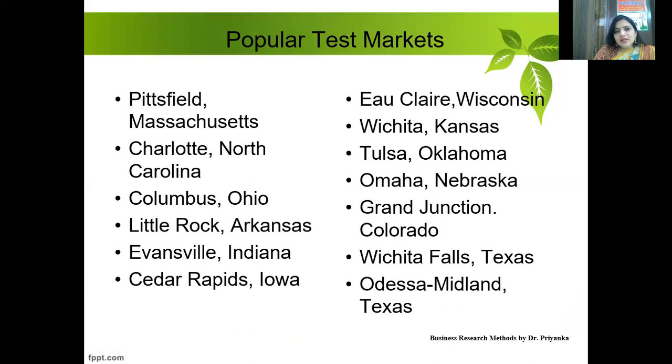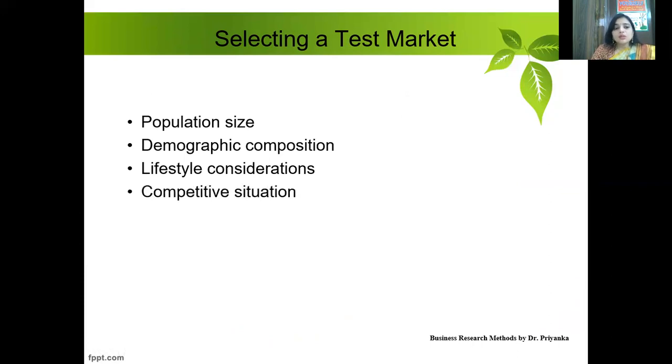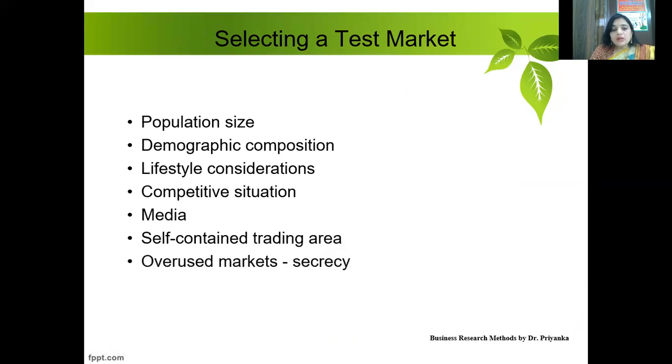You can actually identify popular test markets before going to launch the product in test market, and then you can decide a few things. For example, population size, demographic composition of the test market, their lifestyle considerations, whether they match the product or not. Then competitive situation, how is your competitors situation in that particular market. Then media, then self-contained trading area, or overused markets, secrecy. These are the things to be decided before going for a test market.